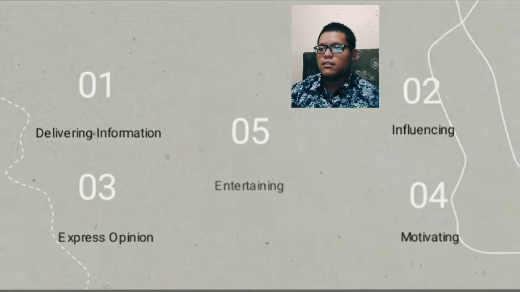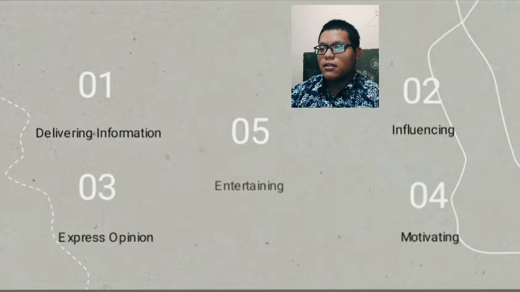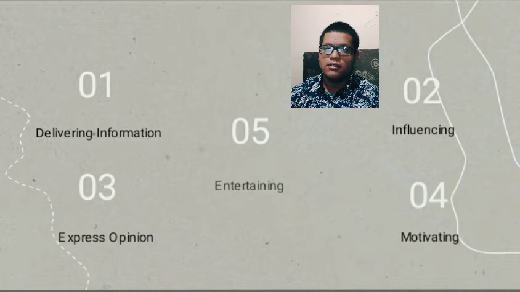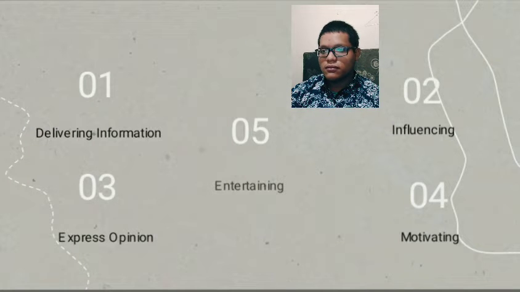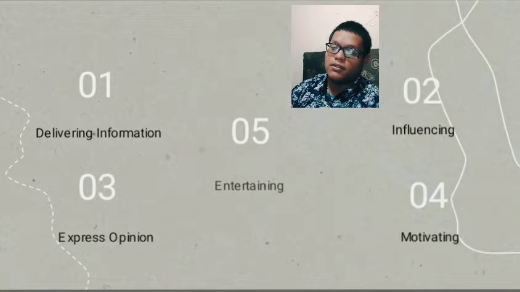Second is influencing. It is to change and influence the public in thinking and acting. It's not just the speakers at the seminar who use this goal. Other jobs such as sales marketing, or sales of a product that aims to influence consumers in using the products they sell, or maybe a service, can use these skills.